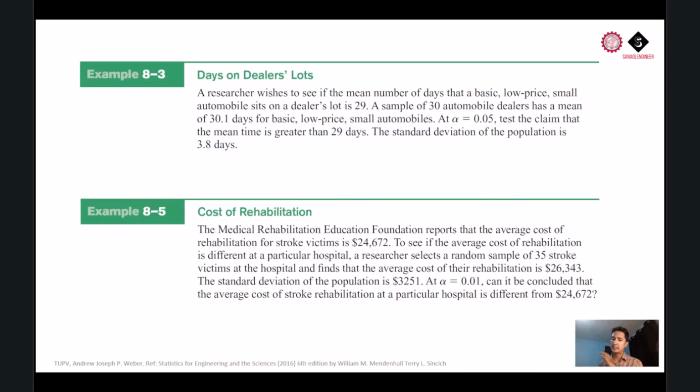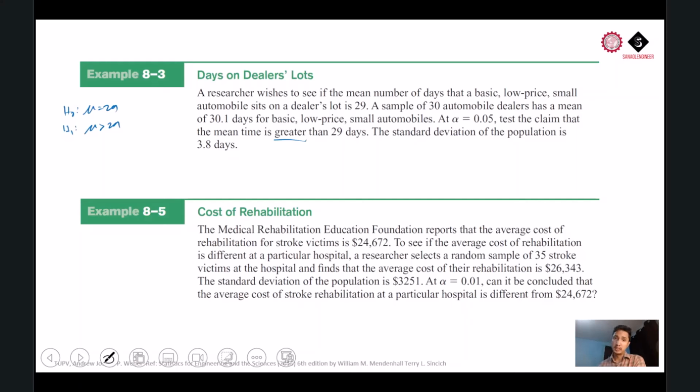So first, let's state the hypothesis, the null and the alternative. So for the null, we have the mean is 29. For the alternative, the mean is greater than 29. So it should be greater than 29 because of this keyword. The standard deviation of the population is 3.8. So that's given. So test the claim that the mean is greater than. So we are going to do the hypothesis testing using the traditional method.